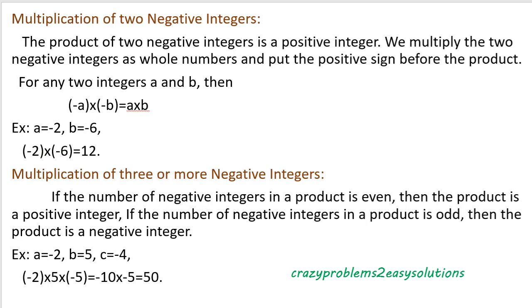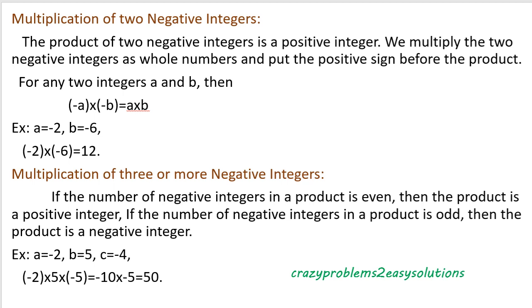Multiplication of two negative numbers. Here we are taking two negative numbers. A and B are two integers, minus A and minus B. Multiplying them, we do A into B, and minus into minus becomes plus. For example, A equal to minus 2 and B equal to minus 6. So minus 2 into minus 6 equals plus 12. Remember this: when we multiply two negatives, the answer is positive. When we multiply with one negative, the answer is negative.